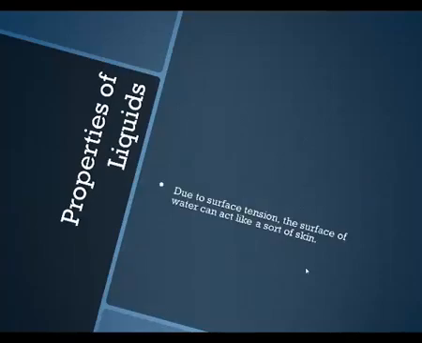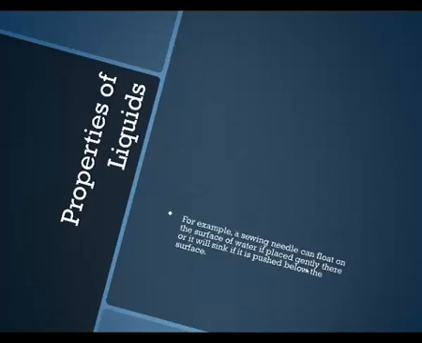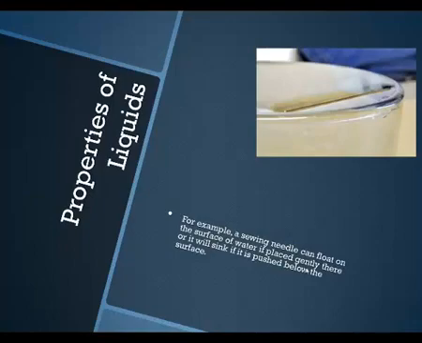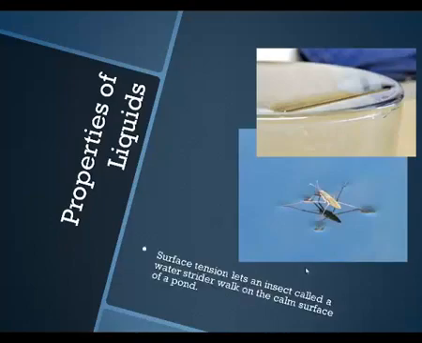Due to surface tension, the surface of water can act like a sort of skin. So, for example, if we were to take a sewing needle and put that sewing needle on the surface of water, it will actually float there. If we push it down, then it will sink. But you can see in this picture right here where the needle is actually floating on the surface of that water. Surface tension lets insects called water striders walk on the calm surface of a pond as well.